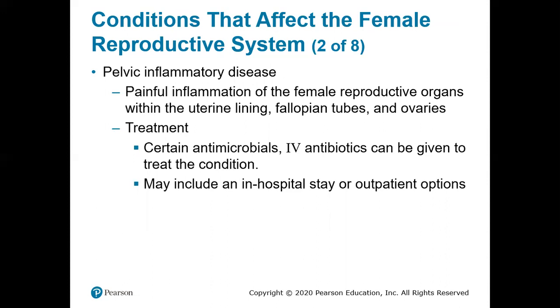Pelvic inflammatory disease. This is a painful inflammation of the female reproductive organs within the uterine lining, fallopian tubes, and ovaries. Treatment would include certain antimicrobials. IV antibiotics can be given to treat the condition and may include an in-hospital stay or outpatient options.